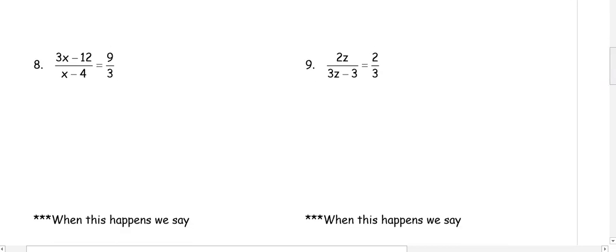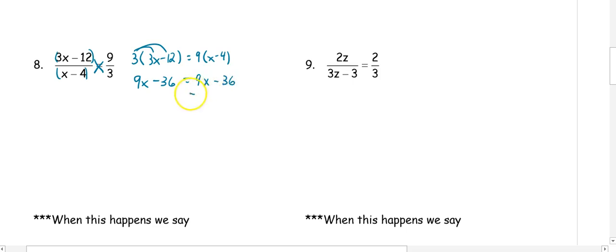So let's try two more. Number 8, when I cross multiply, remember to put parentheses around your quantities. So I have 3 times (3x minus 12) equals 9 times (x minus 4). So when I distribute the 3, I get 9x minus 36 equals 9x minus 36. If I subtract 9x from both sides, the x's cancel out. I'm left with negative 36 equals negative 36.